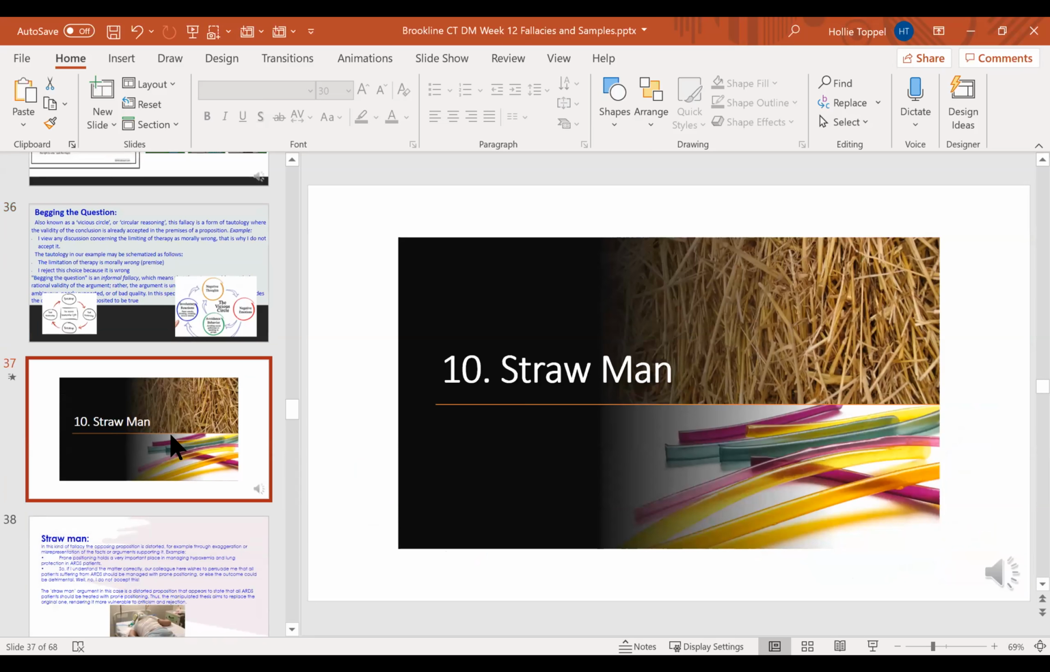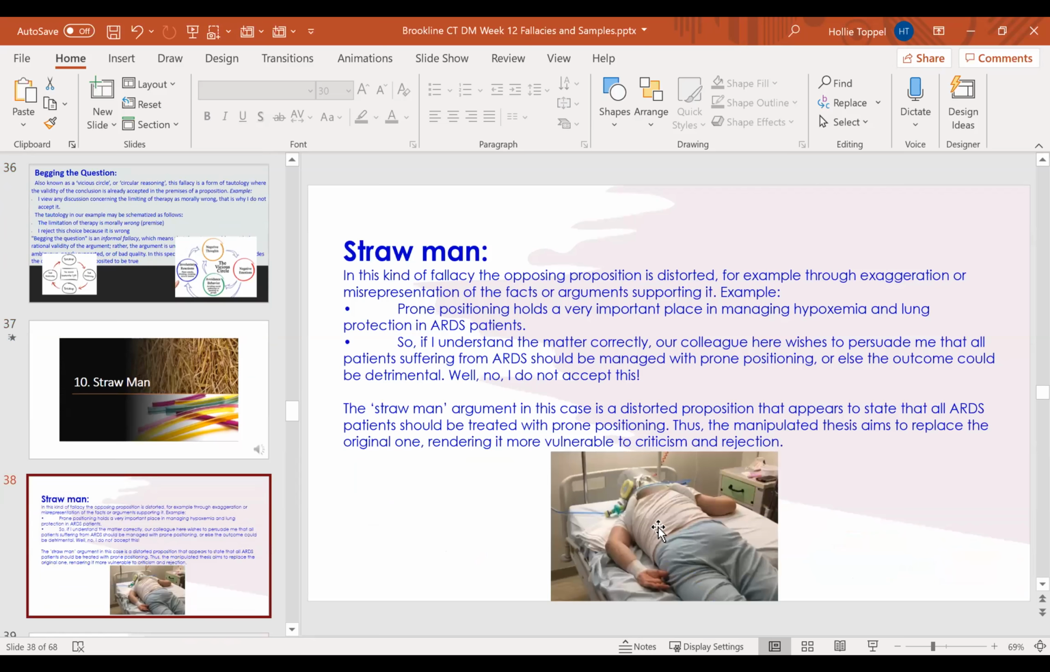Straw man. Straw man is another one that's pretty easy. We use this fallacy a lot. It distorts, it's an exaggeration and a misrepresentation of the facts supporting it. So this was done with ARDS, which is another type of disease. We could put the word COVID in there.